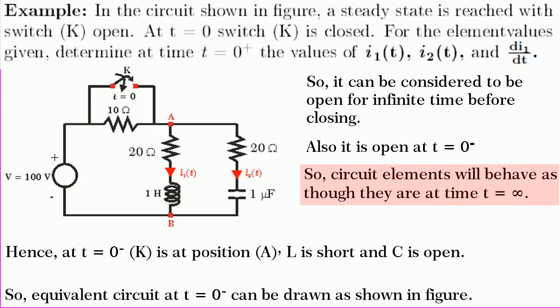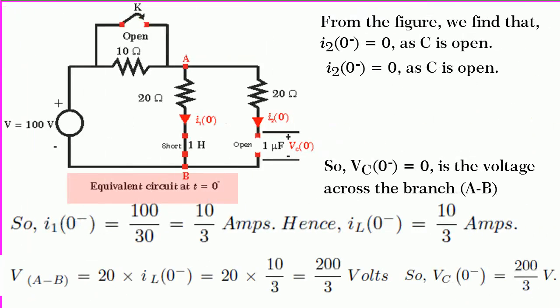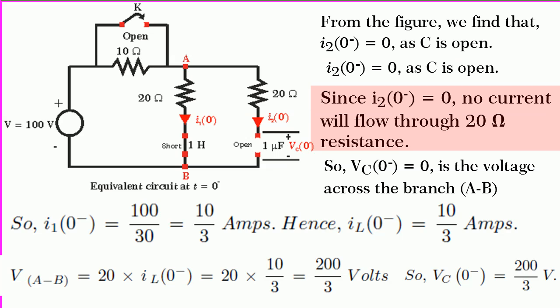Hence, the circuit elements will behave as though they are at t equal to infinity. Hence, at t equal to 0 minus, K is open, L is short and C is open. Therefore, we get the equivalent circuit at t equal to 0 minus as shown in figure. From the equivalent circuit, we find that I2(0-) is equal to 0 as C is open.